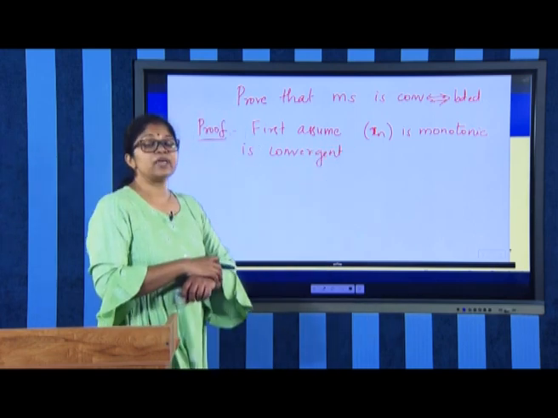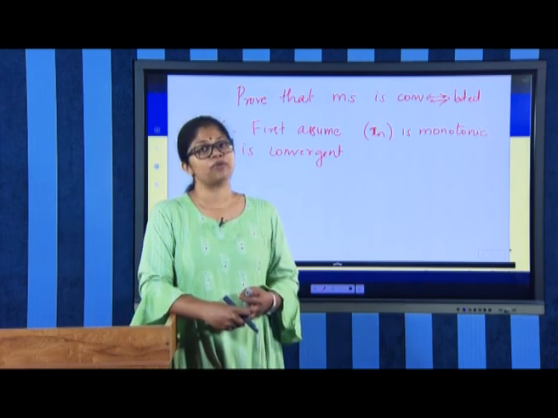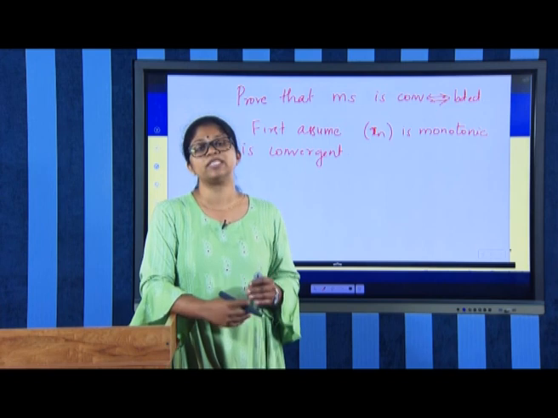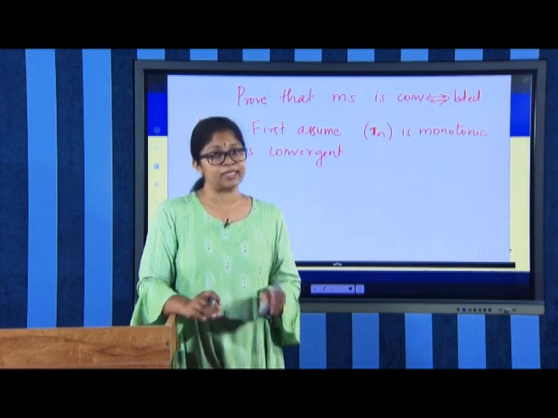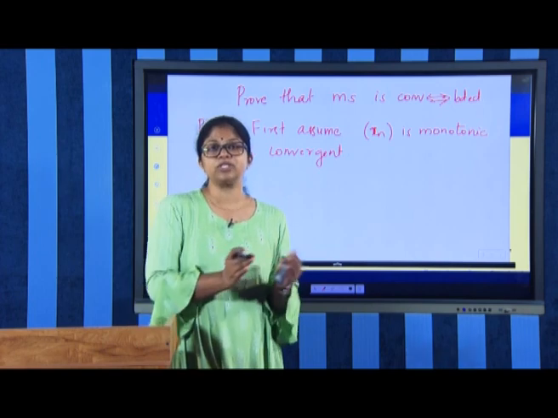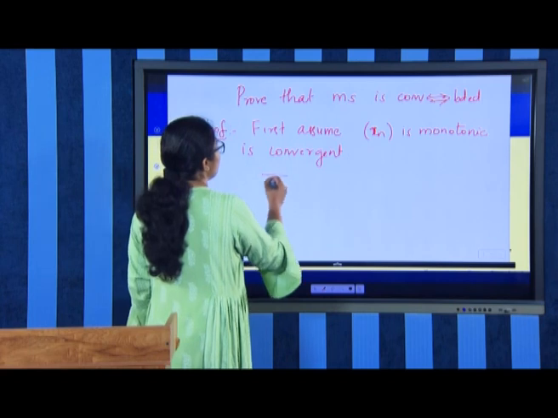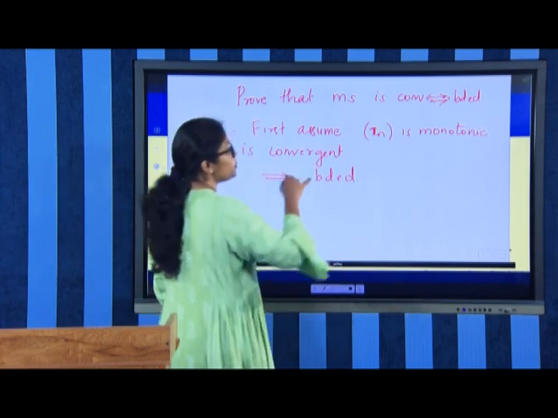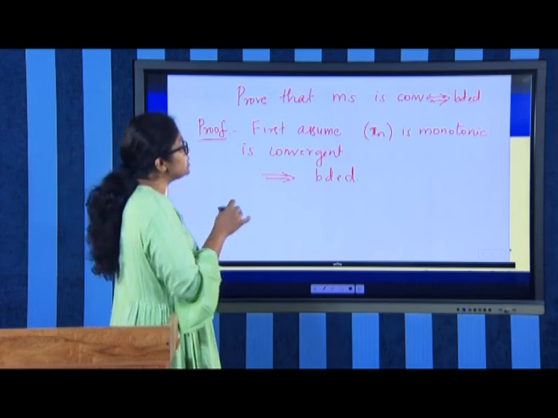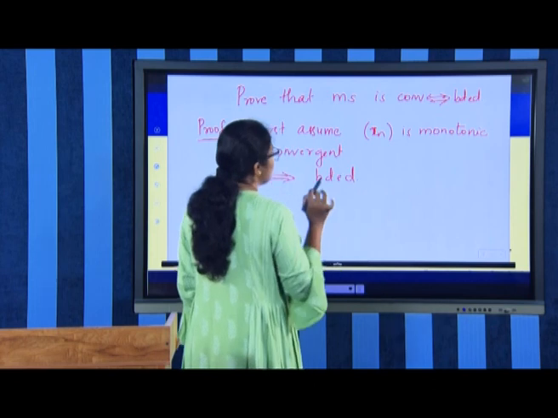We have studied in the previous session that a convergent sequence of real numbers is always bounded. Whether it is monotone or not does not matter. Every convergent sequence is bounded, which implies this sequence xn is also bounded. So one side of the proof is over. That means, if a sequence xn is monotonic and convergent, it is definitely bounded.